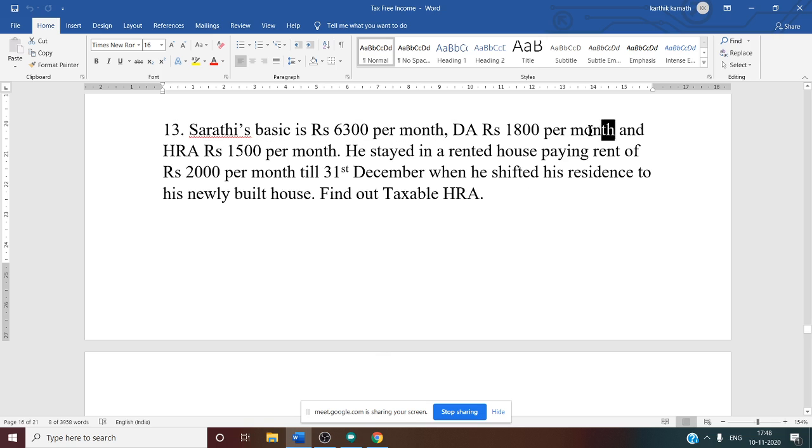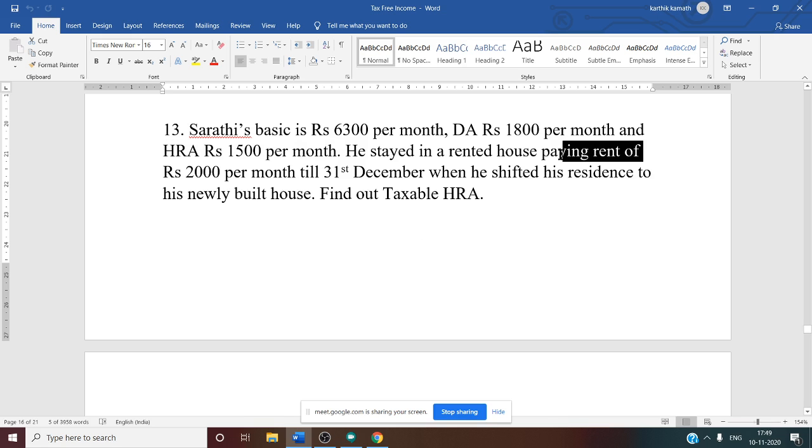DA is 1800 per month. DA is given specifically, but there is no information whether DA enters the retirement benefit or not. So we have to ignore this DA since no information is given. Why? Because salary means only basic for HRA calculation. HRA is 1500 per month. HRA received is also given in the problem.